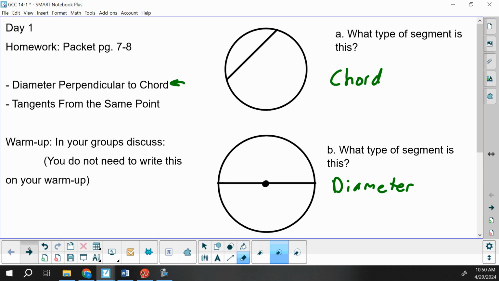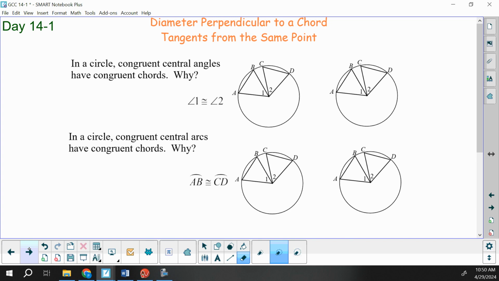All right, if we go over to page 1 in our packets now, in a circle, when there are congruent central angles, they have congruent chords. For each of these, we have two of the same picture. In the right-hand picture, we're going to mark what the rule is, and on the left-hand one, we're going to show you why it works out.